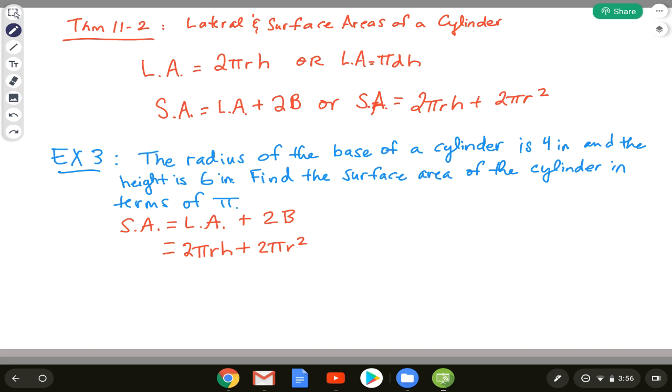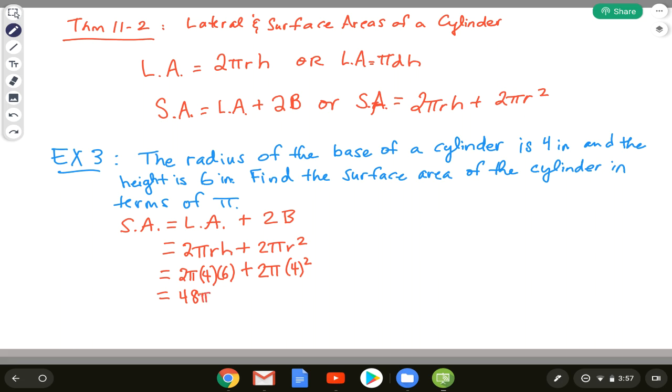Alright, and I should have everything I need to plug into this formula. So 2 times pi times the radius, which I was told was 4 inches, times the height, which is 6 inches. Alright, that's the lateral area, plus now I'm going to do 2 times the area of the bases. So 2 times pi times the radius squared, 4 squared. That's going to give me 2 times 4 is 8, times 6 is 48 pi.